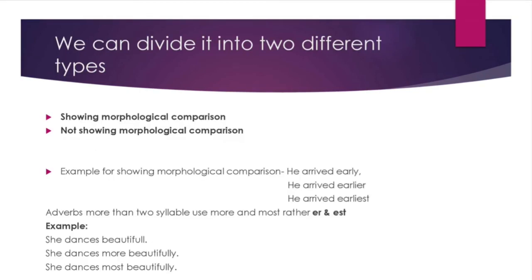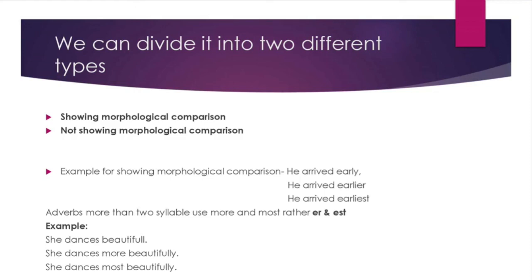Now, we can divide adverbs into two different types: those showing morphological comparison and those not showing morphological comparison. An example which shows morphological comparison: he arrived early. He arrived earlier. He arrived earliest. Adverbs of more than two syllables use more and most, rather than er and est. That is, we always use more and most, rather than er and est.